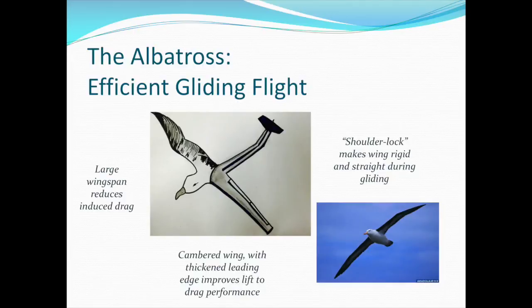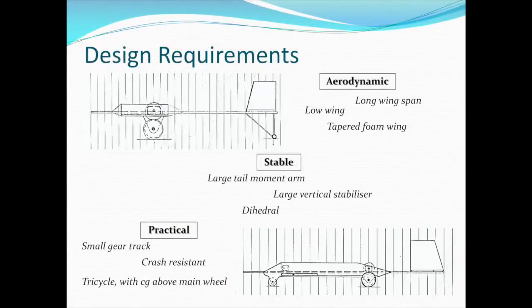The inspiration for our design came from research on the most efficient gliders in nature. The albatross has a measured glide ratio of 20. This efficiency is primarily due to its large wingspan and rigid aerodynamic wing. The first sketch shows what the glider should look like based on sources of inspiration.